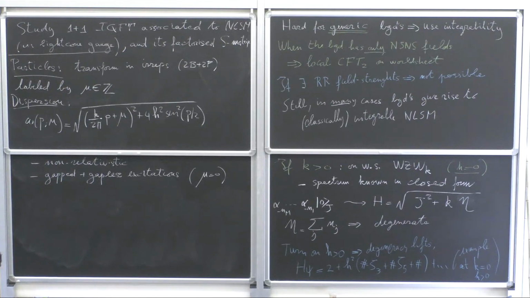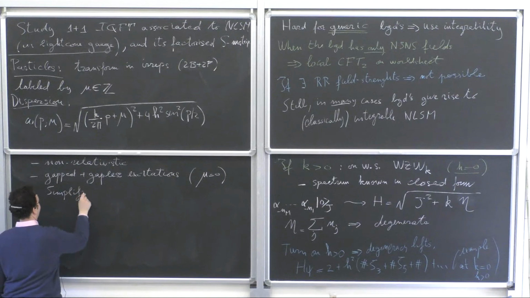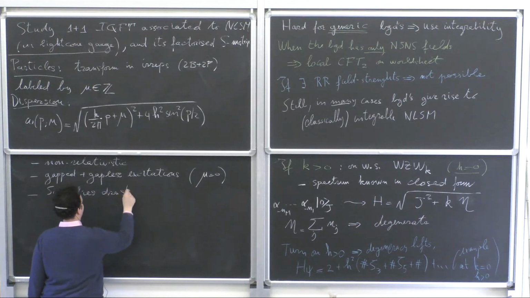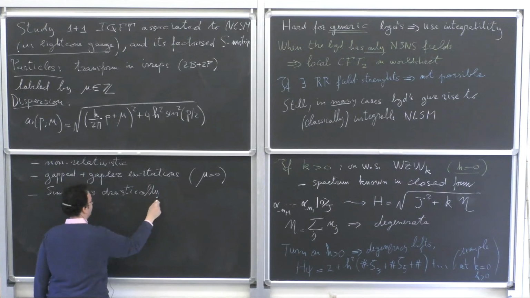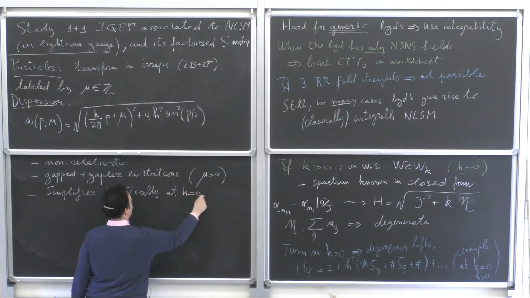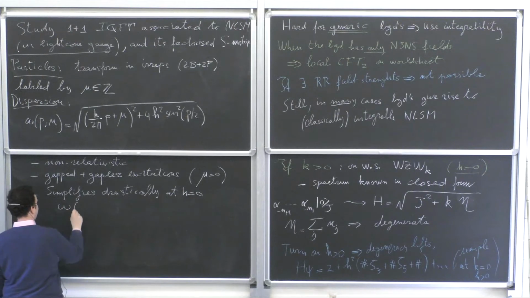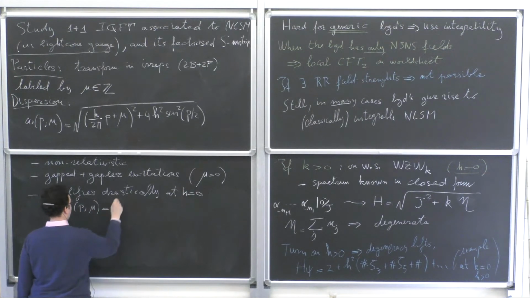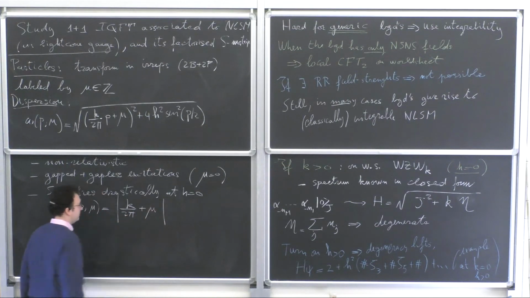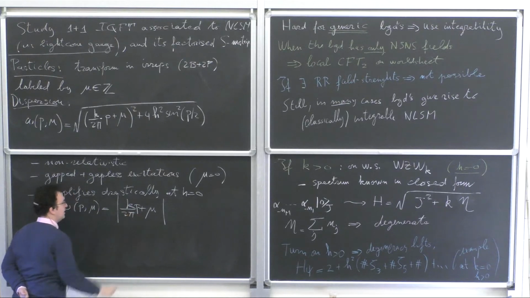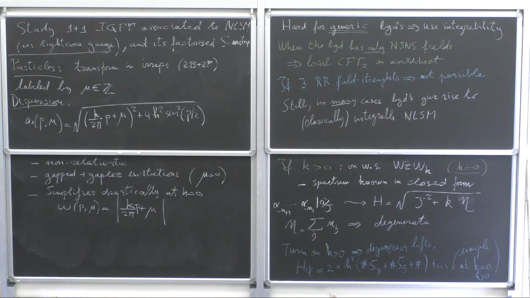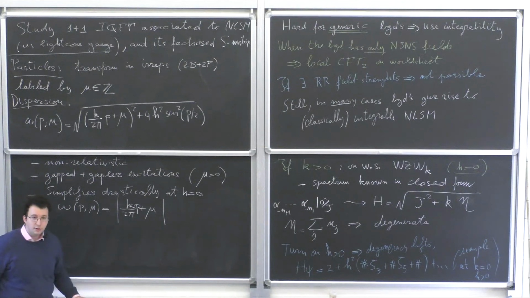That's exactly my next point. Very good. The other property is that it simplifies drastically at h equals 0. So this is a particle that moves with the speed of light, which happens to be k over 2 pi in this model, either to the left or to the right in 1+1 dimensions.